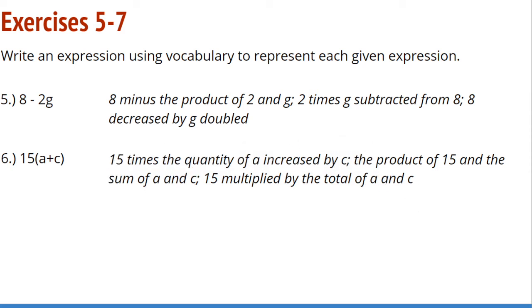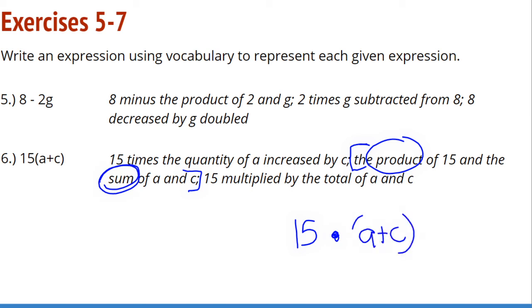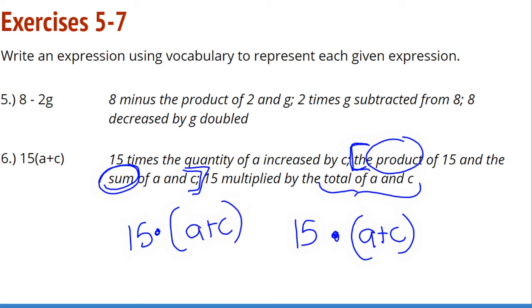Now, I really like this one, because it's telling me I've got a product, so I know I've got multiplication, and I know that 15 is one of my factors. It says that my other factor is a sum, a plus c. So I really, really love this second one because it really helps me separate and see. I don't have that confusion. 15 multiplied by the total of A and C. Okay, so I've got 15 multiplied by something, and it's multiplied by a total of A and C. So once again, very clear with what's happening.